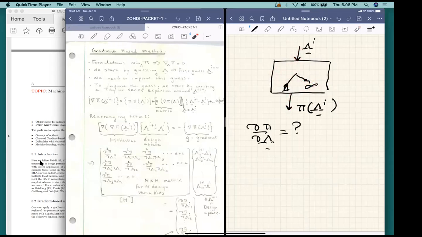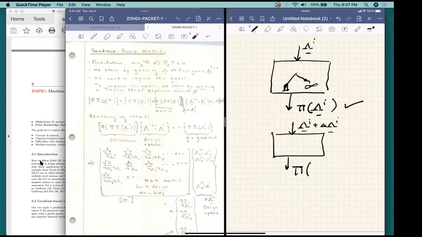Well, suppose I ran the code twice. So let's suppose I take the code and I run it first with this set of parameters. But now let's suppose I take the code again. I'm assuming that I have a pretty good code and it's been encoded properly. Let me take lambda i and perturb it by a little delta lambda i. Okay, so I'm going to perturb everything. And now what happens when it comes out of here? It's going to give me pi evaluated at lambda plus delta lambda i, right?